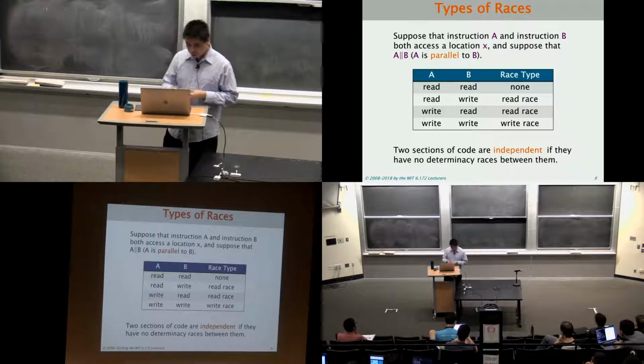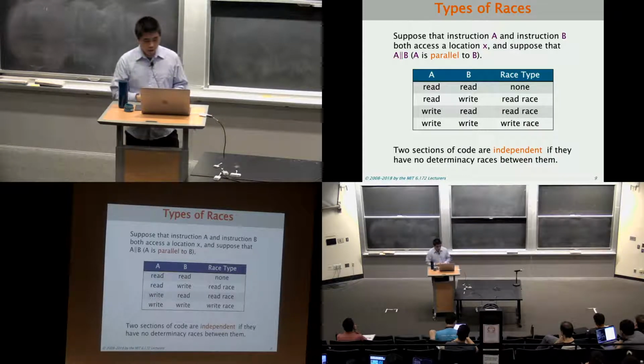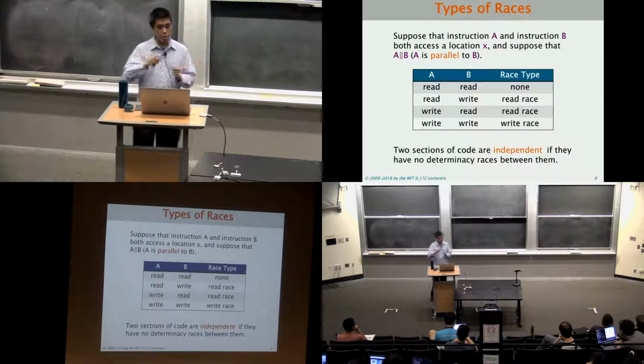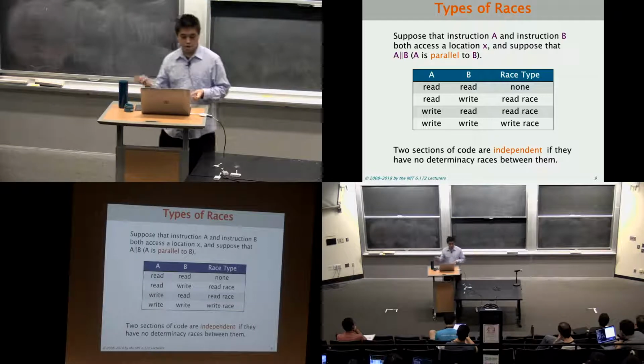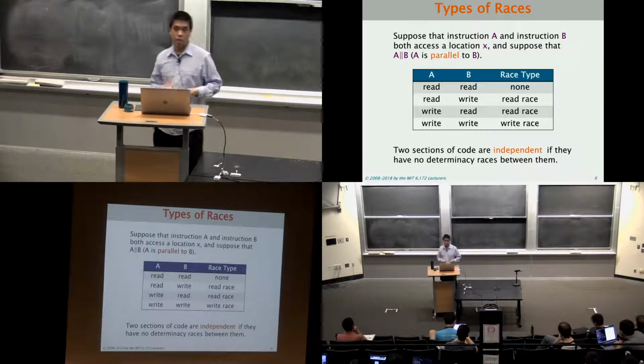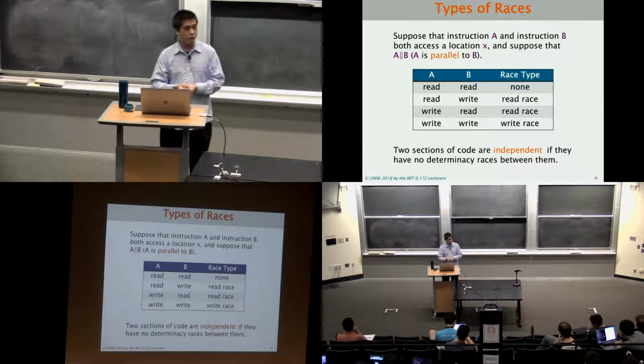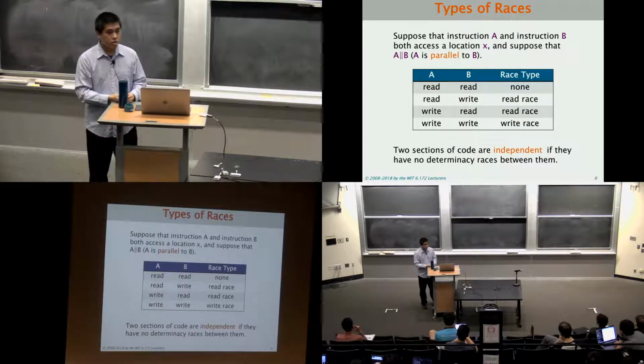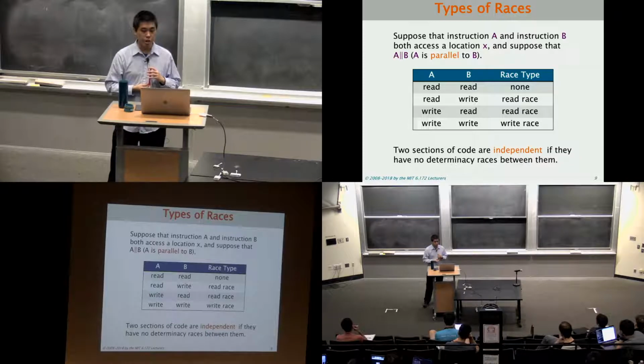And we say that two sections of code are independent if there are no determinacy races between them. So the two pieces of code can't have a shared location where one computation writes to it and another computation reads from it, or where both computations write to that location. Any questions on the definition?